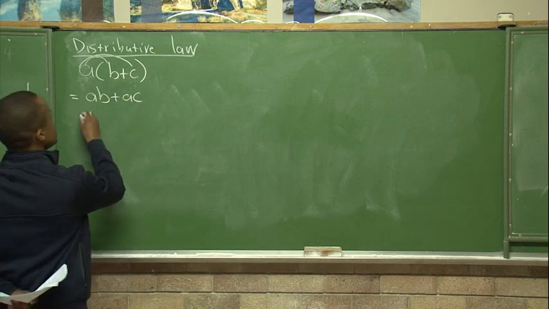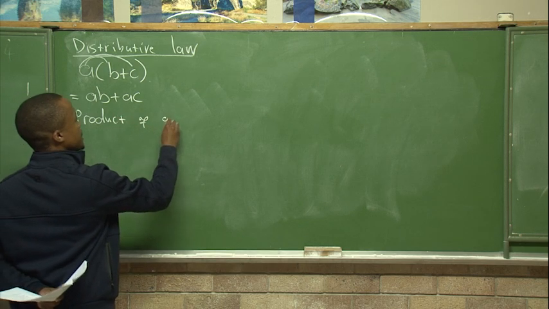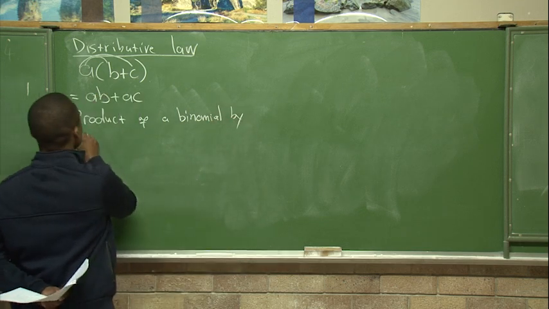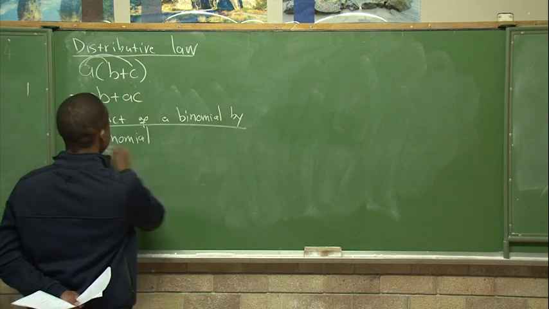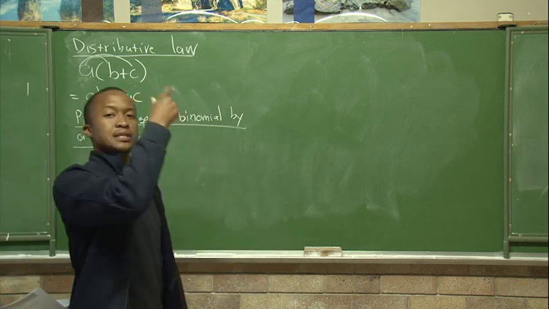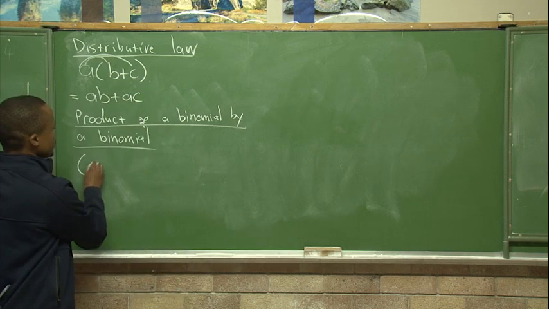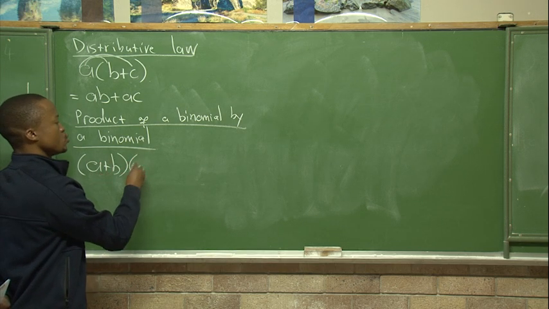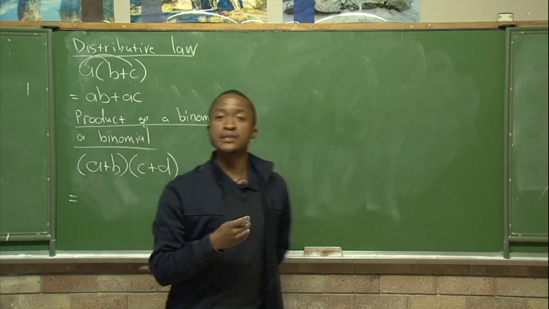Because we're now going to find the product of a binomial by a binomial. So it means we're going to multiply two binomials together using the distributive law that you learned in grade 8. And here's what it says. If you have a plus b, which is a binomial, multiplied with another binomial, c plus d, what happens in such a situation?